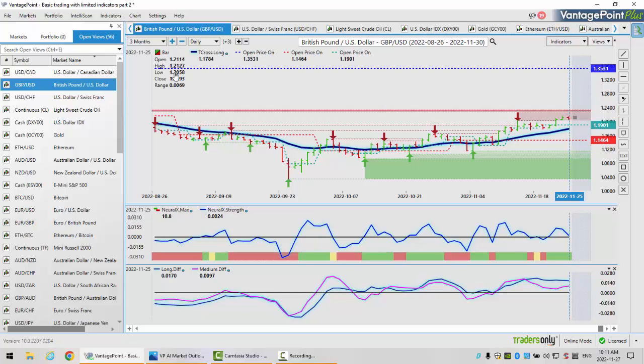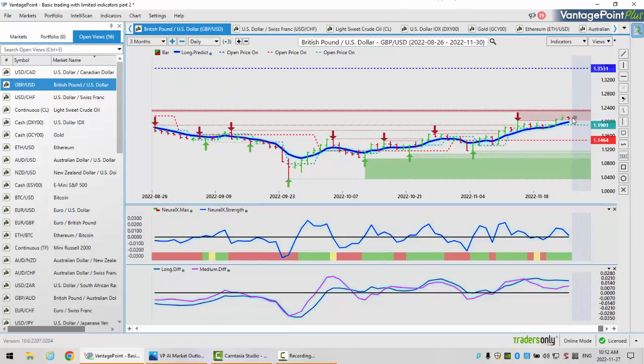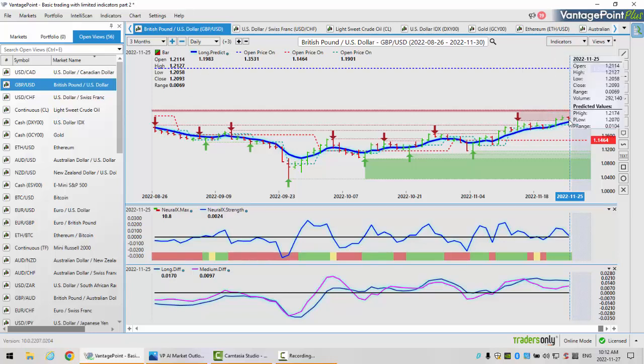So again, when we look at this, the T-cross long is 117.84. But if you click on your F8 in our Vantage Point software, we can get our long predicted. So that level's coming in at 119.83. This is the long-term crossover with just the blue line. And as you can see, the market is in constant daily contact with this number.